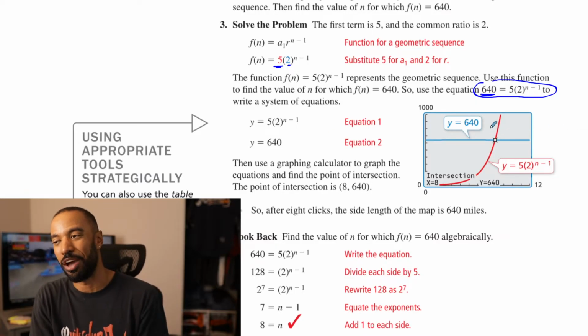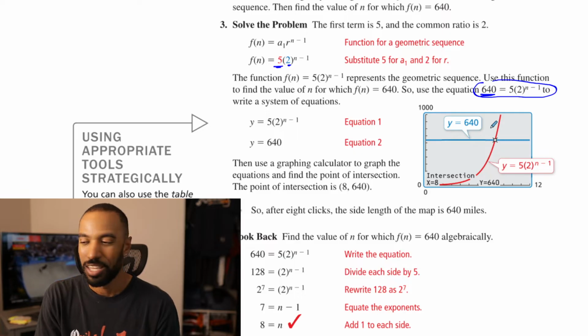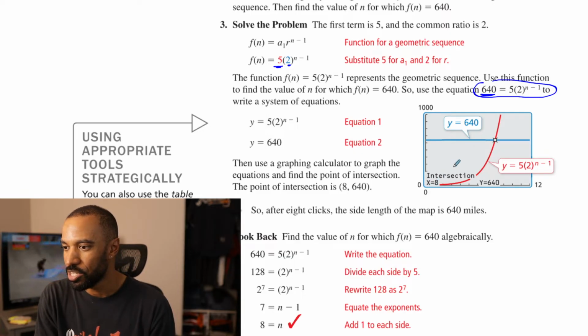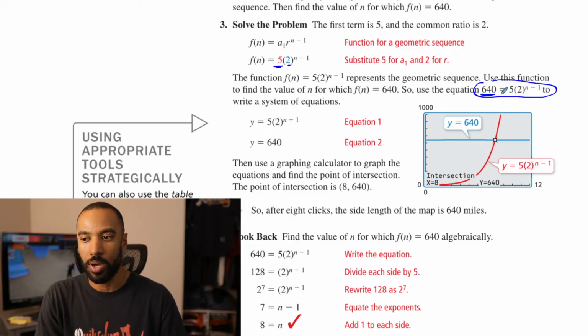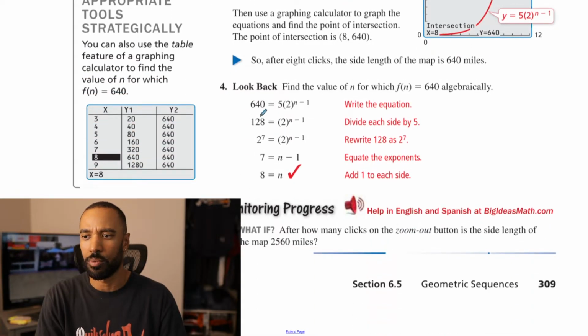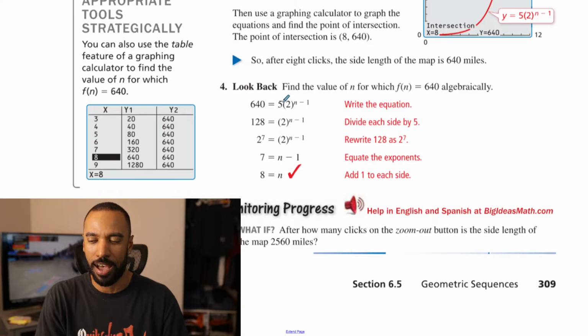I would probably personally, unless it's an integer, you could do it algebraically. They do it right here, perfect. Let's look at the algebraic version of it. If you divide both sides by 5, then this becomes 128, and then you can rewrite that as 2 to the 7th power. Remember, your goal is to do matching bases. Now that you have matching bases, you can set these equal to each other and add 1 to both sides.